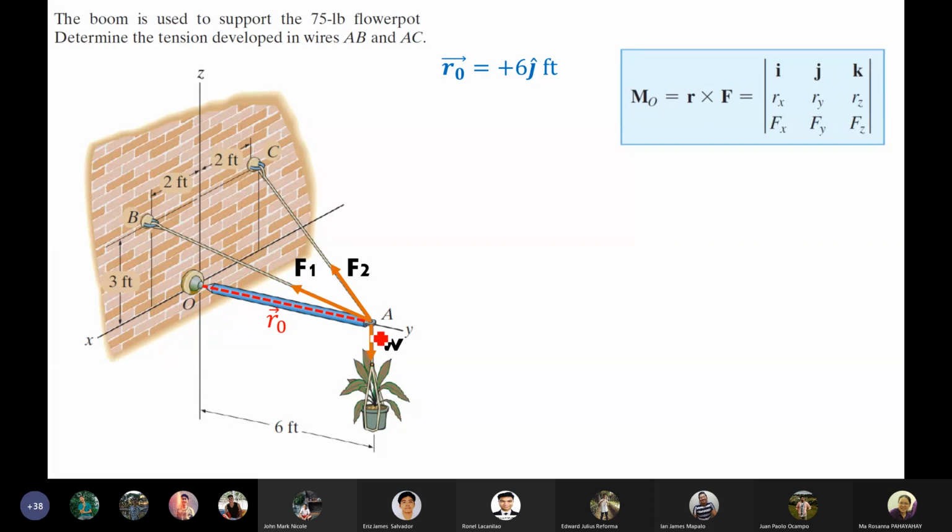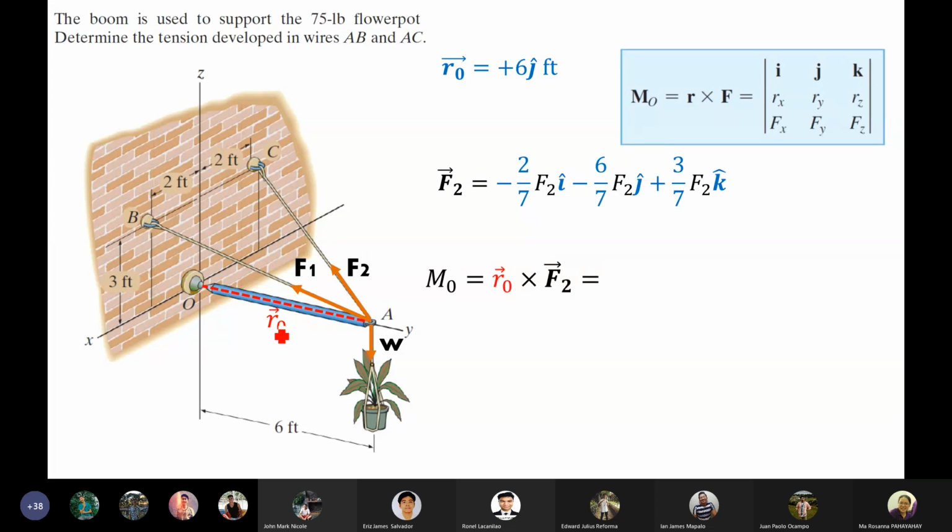You will have a problem here when the problem you are solving has different positions of the forces. For example, the weight is placed here, then the string is here. So we will have different moment arms on different forces. In this case, they just happen to be attached at the same point. So this is the moment arm of your F2, and we are solving for F2.